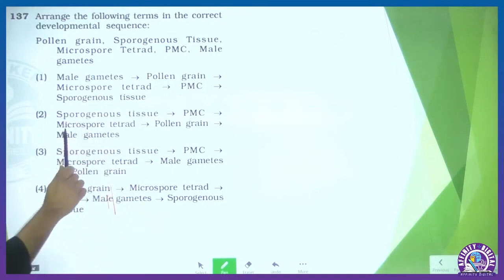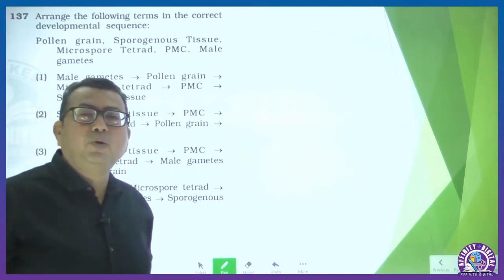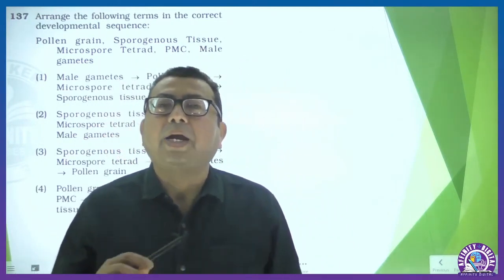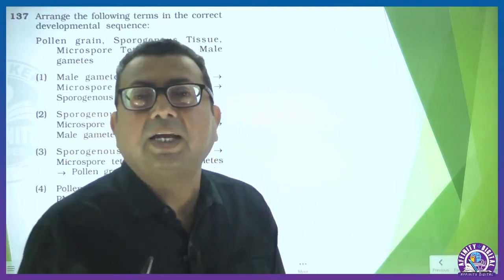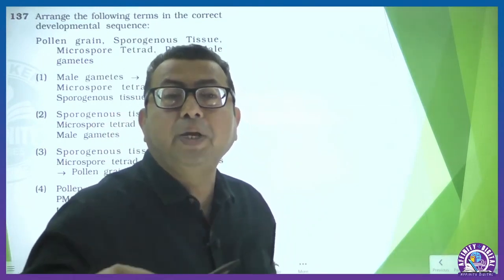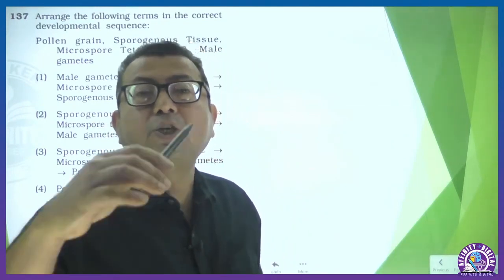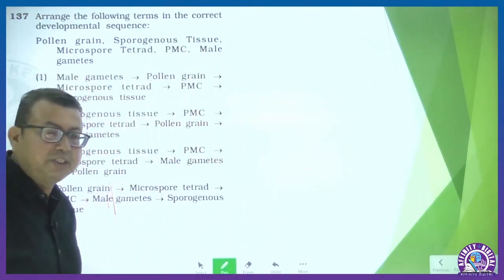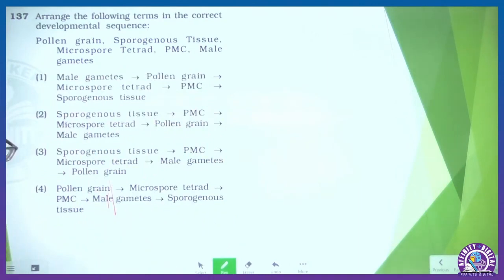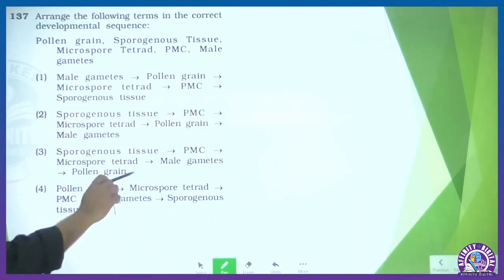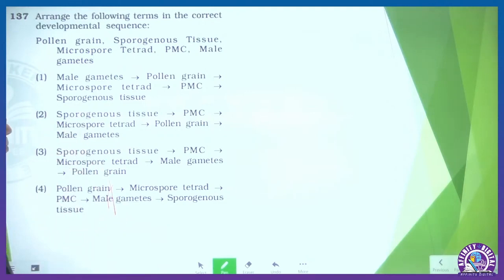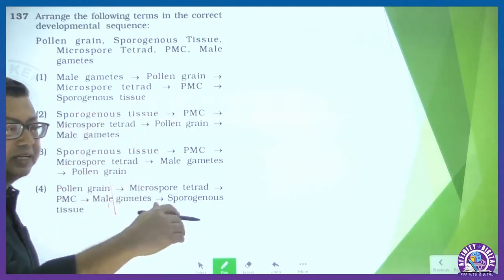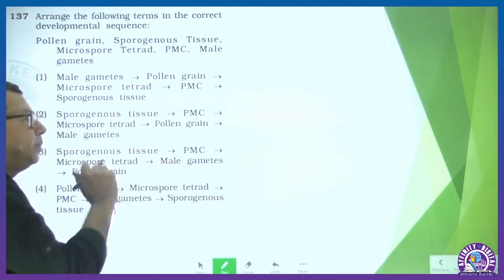First of all is the sporogenous cells during microsporogenesis. Microsporogenesis means the process of forming microspores from the microspore mother cell by meiosis. The process of forming microspores by meiosis of the microspore mother cell, or pollen mother cell, is called microsporogenesis. What happens at the start of microsporogenesis? Sporogenous cells, which are diploid, first differentiate into a larger cell called the pollen mother cell.